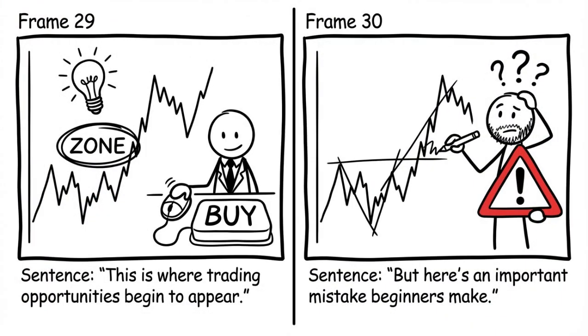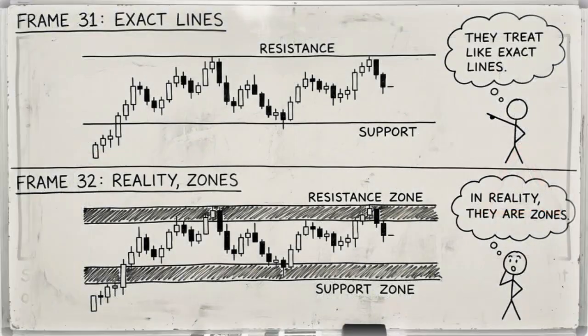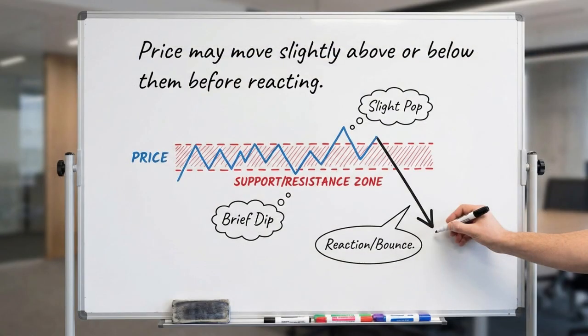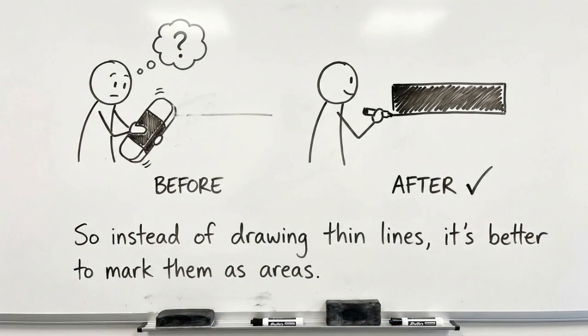But here's an important mistake beginners make. They treat support and resistance like exact lines. In reality, they are zones. Price may move slightly above or below them before reacting. So instead of drawing thin lines, it's better to mark them as areas.